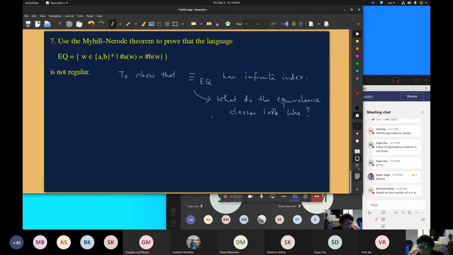Based on the number of A in W. No. You're again on the right track, but this is not the correct answer. A power n hash AW, no. No.